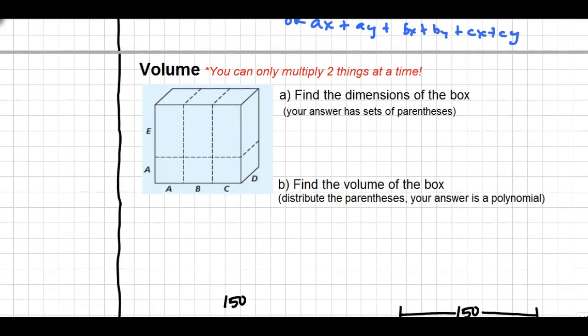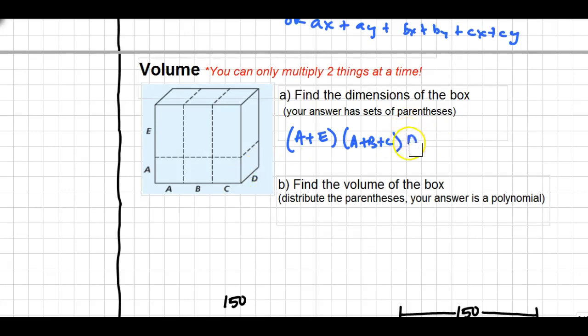So let's try it again now in terms of volume. If you're working with a 3-dimensional shape and you do the volume, you would have 3 things that you need to multiply together. Keep in mind though, you can only multiply 2 things at a time. So students, when you're writing out your dimensions, make sure you don't try to do too much at once. So let's find the dimensions of this box. The vertical distance here would be a plus e. It's not wrong to say e plus a, it's just usually easier to put things in alphabetical order. The dimension all the way along the bottom here is again a plus b plus c, and then the width there is a d.